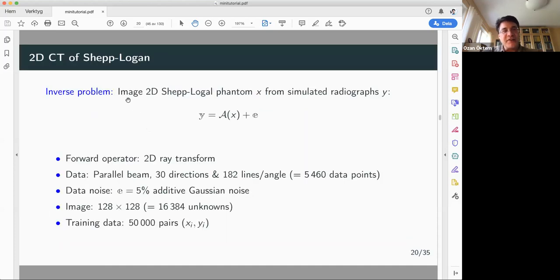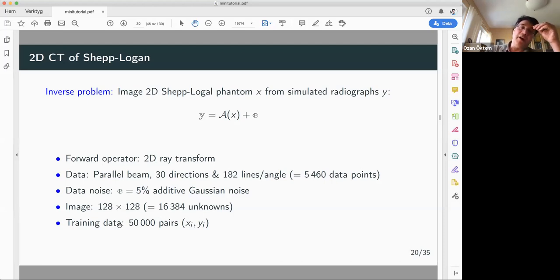Tomographic reconstruction essentially means we're going to do it in a super simplified setting first, with a 2D Shepp-Logan phantom. It's a step function. And then we're going to do an example which is more clinically relevant. In this very simplified setting, it's highly undersampled. The number of data points is around 5,500, and the number of unknowns is 16,500, roughly speaking.